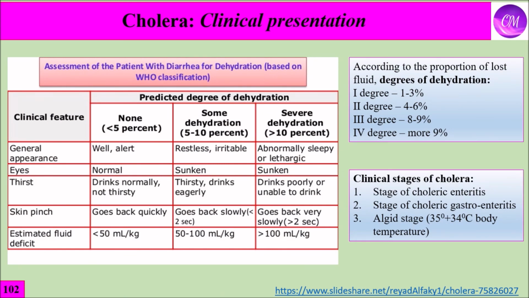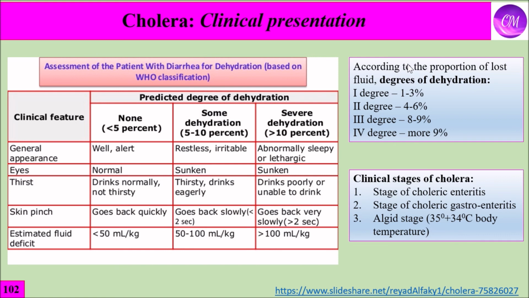Here you see the tables about the clinical presentation of cholera. Here you see the assessment of patients with diarrhea for dehydration, divided into 3 degrees: none, some dehydration, and severe dehydration of more than 10%, along with the clinical features.